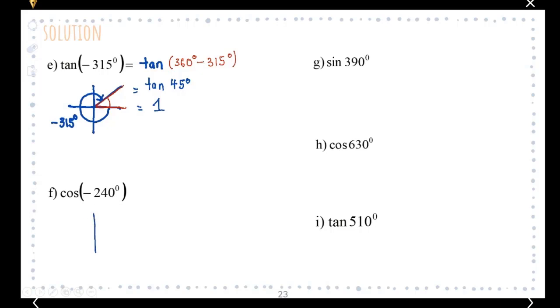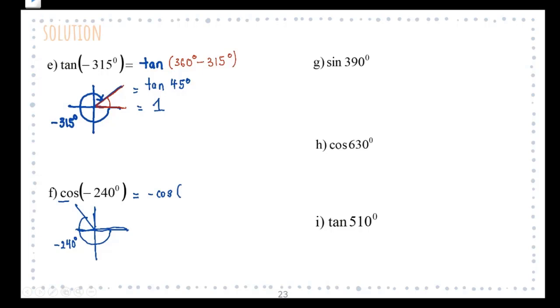Next is example F, negative cos 240. Same as the previous example, since it's negative, we're going to use clockwise: negative 90, negative 180. Negative 240 falls on the second quadrant. We know the second quadrant belongs to sine, but we are looking for cos. Therefore, this is going to be negative cos.